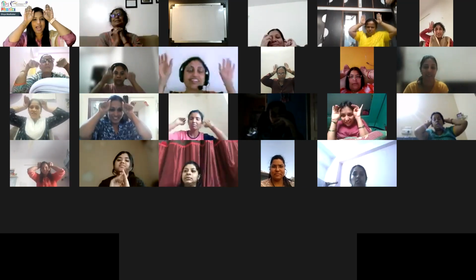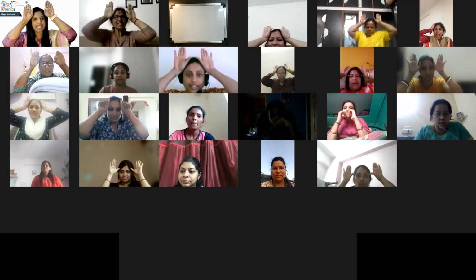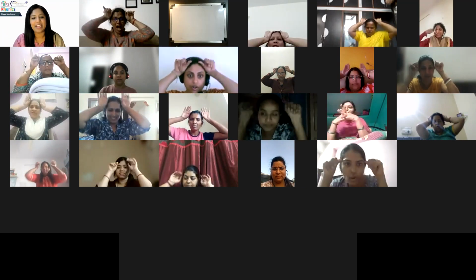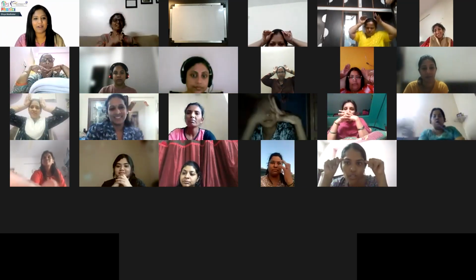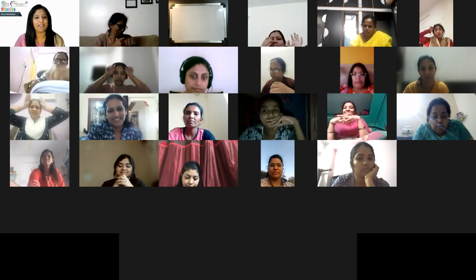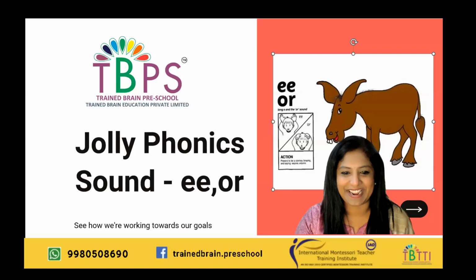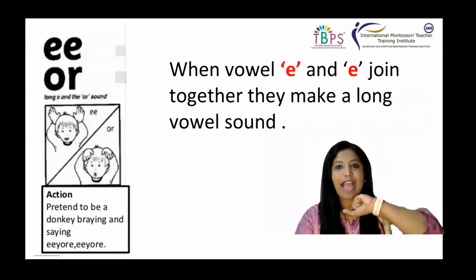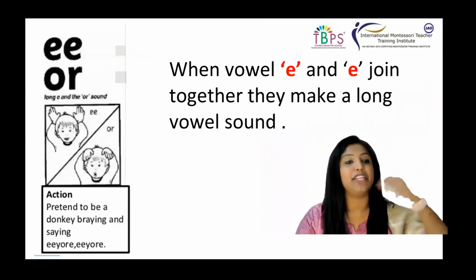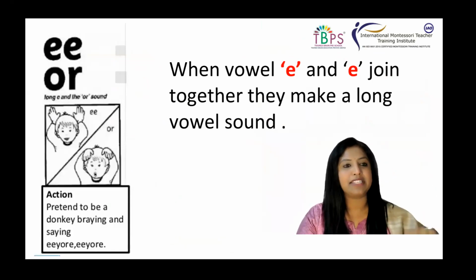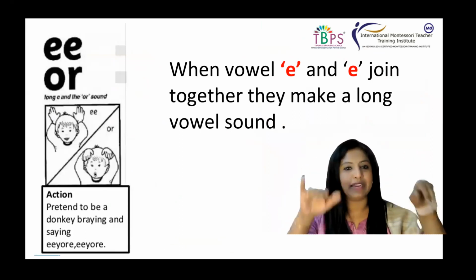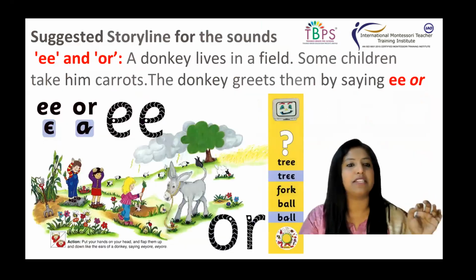So for E, you have to put your palms literally high, as if the donkey's ears are literally here. And then when I'm braying, I go this way. So that's how we introduce this in our classes to our children. What a fun and lovely way to introduce this concept to children, right? So they would definitely enjoy it, and we also do that. So this is our action. We pretend to be a donkey, and every time the donkey brays, we say E or, E or. That's the sound of this letter.